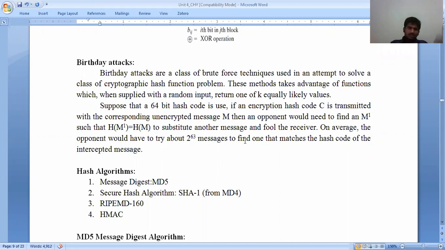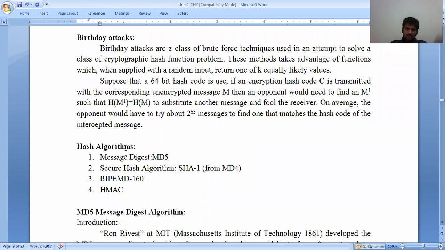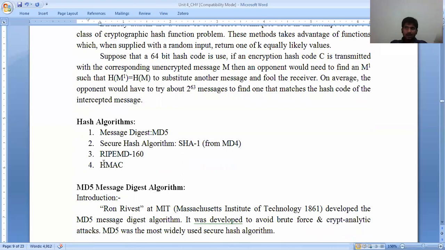These are the hash algorithms: Message Digest 5, MD5, then the Secure Hash Algorithm. Here SHA has various types, differentiated based upon the size, such as 256, 384, and 512. Then we have RIPEMD-160 and HMAC, the hash-based message authentication code.